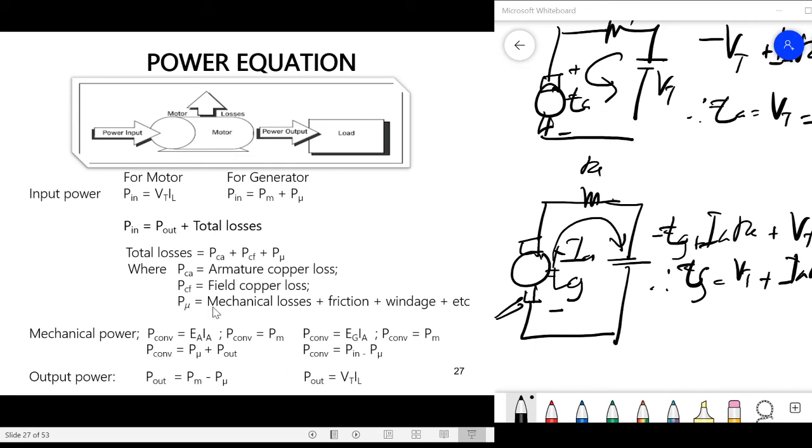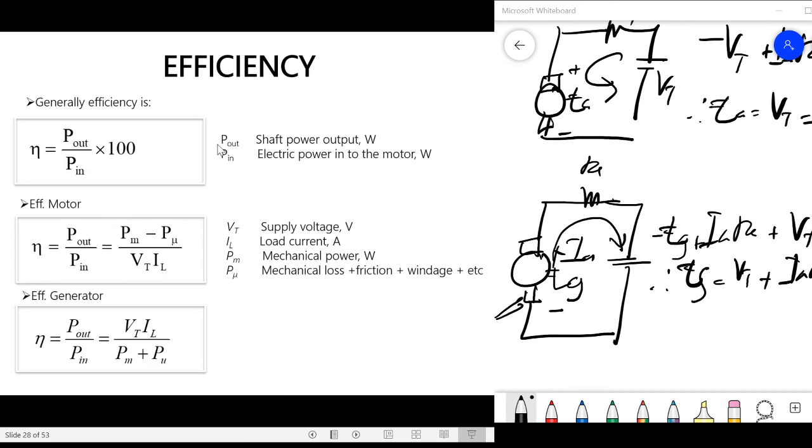Ni untuk compare antara motor dan juga generator. Ni P output VTIL. So dia adalah generator. Sebab generator convert from mechanical to electrical. Output dia adalah electrical. Kalau yang ini motor lah. So efficiency is output divided by input times 100. Sama je, equation sama.